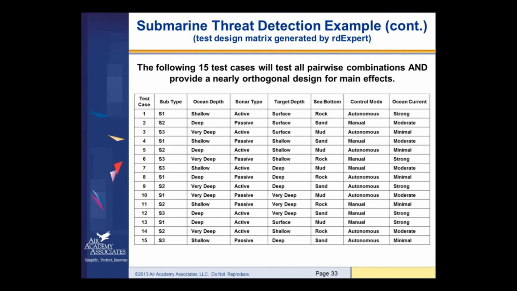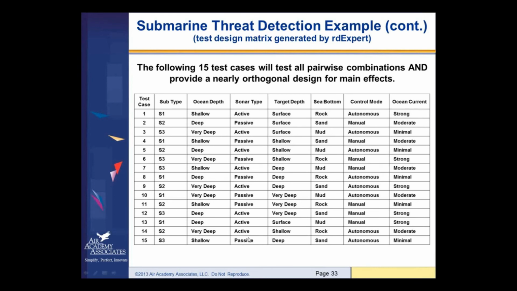Now, these 15 test cases were generated by RD Expert from FATKey Corporation, and these 15 test cases actually provide you a nearly orthogonal design for main effects. So you can evaluate those seven factors, submarine type, ocean depth, sonar type, target depth, and so forth, all independently with this design. Now, if you wanted perfect orthogonality, it will cost us 18 test cases. So 3 more test cases gets you perfect orthogonality, but in my experience, a nearly orthogonal design, such as this one, meeting our criteria of orthogonality would be sufficient.